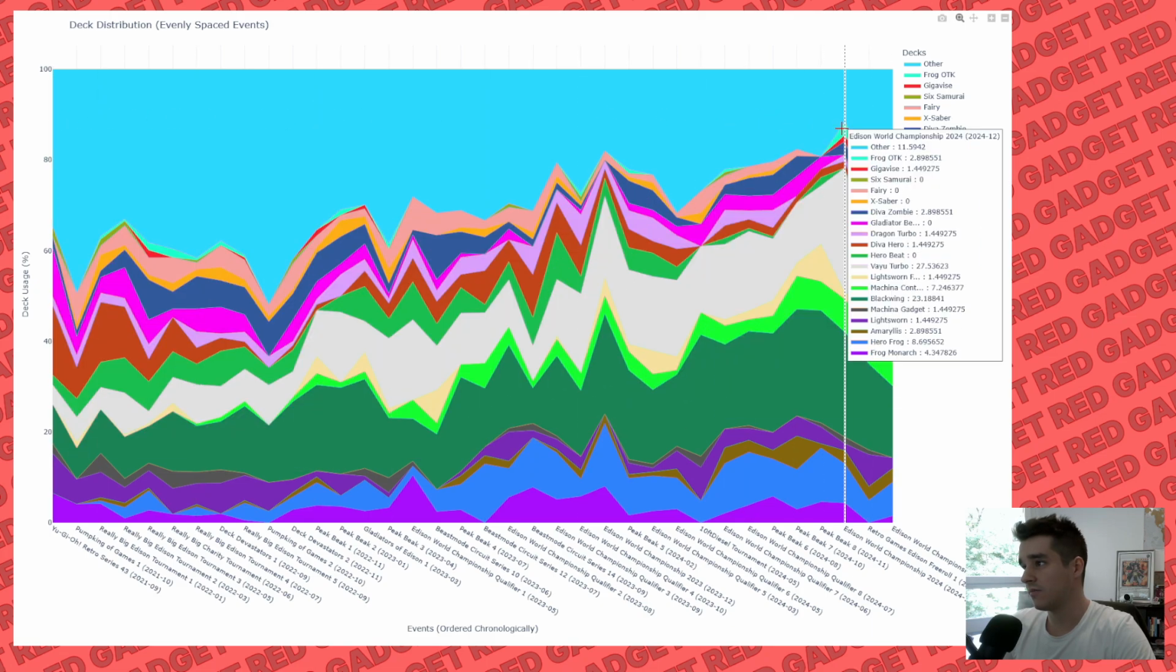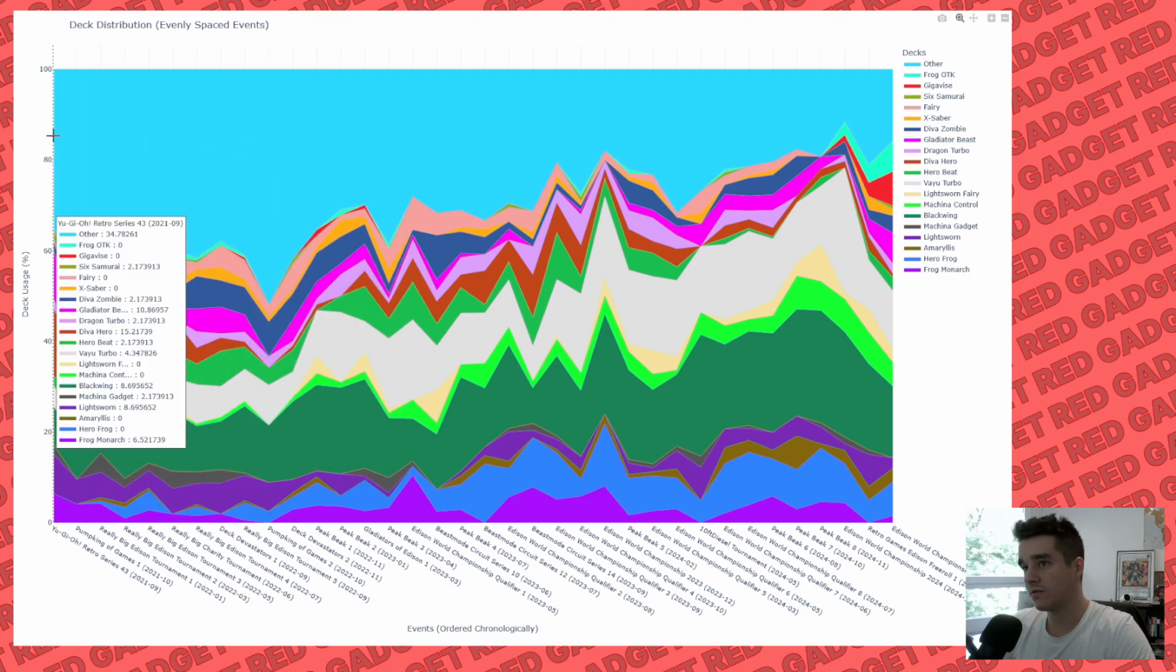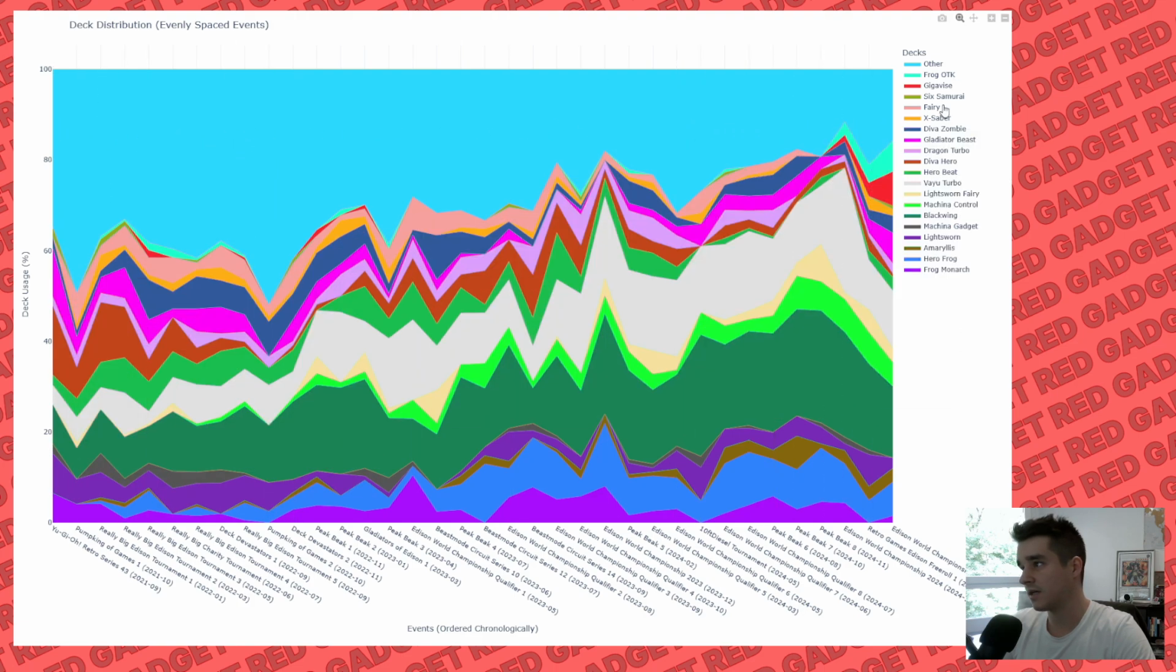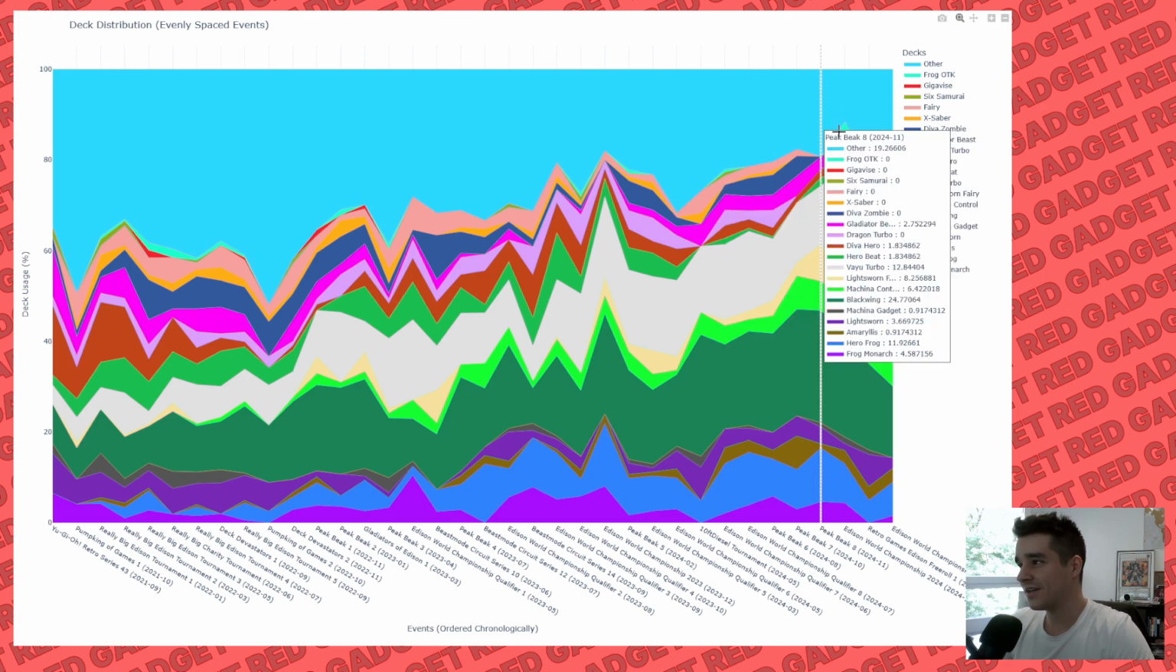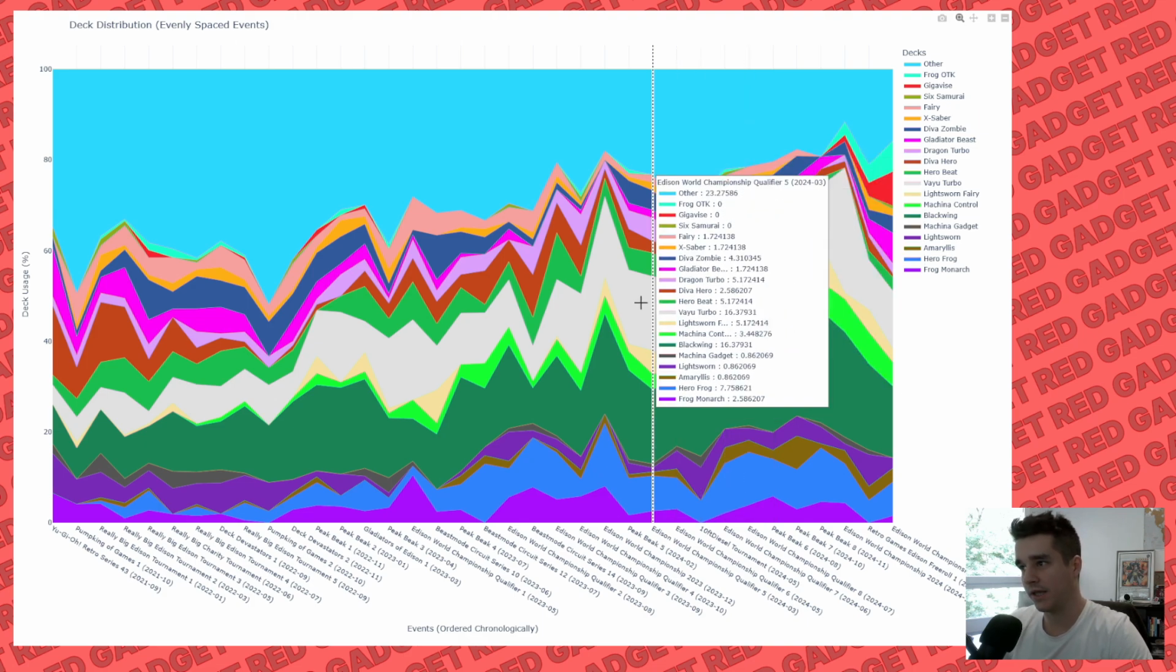Or even this tournament, most of it is just meta decks, right? The decks I consider here. And this is not even meta, right? It's like X-Sabers and stuff. Yeah, I'm not trying to hate on X-Sabers, but you know. Yeah, so towards the end, a lot fewer people play decks in the others category.